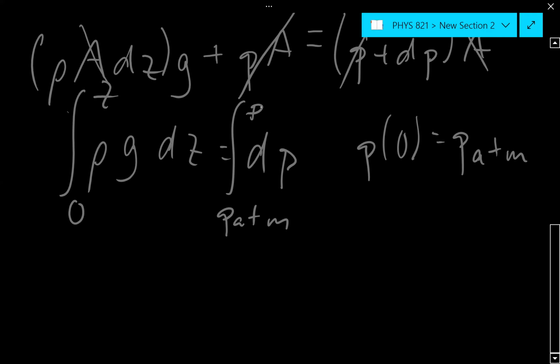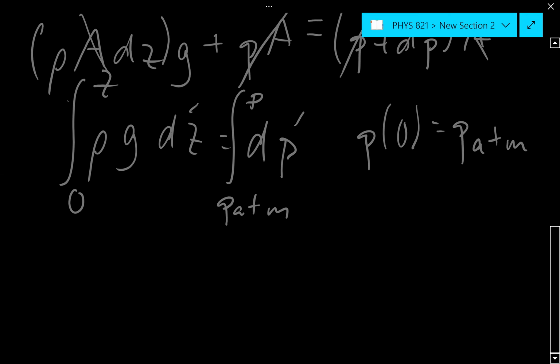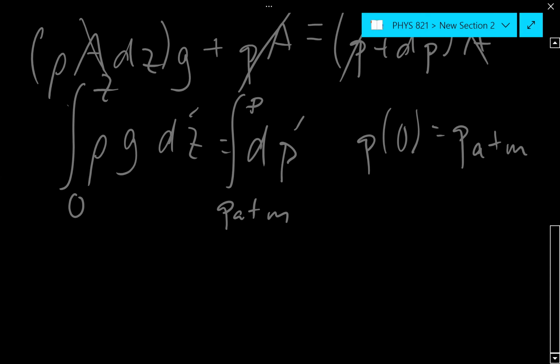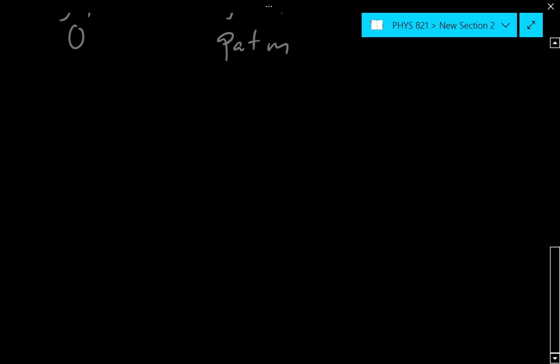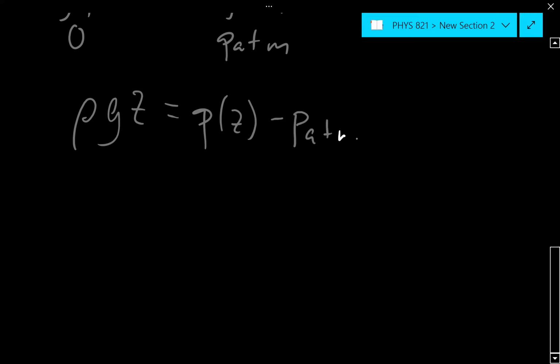Right? And then when you do that, you need dummy variables for z and p. The integral is easy enough to do. It's not a big deal. You're just integrating dz, which is z. I'm just trying to make that a little bit formal. So what we get when we integrate this equation is rho g z equals the pressure at a specific depth minus this initial value.